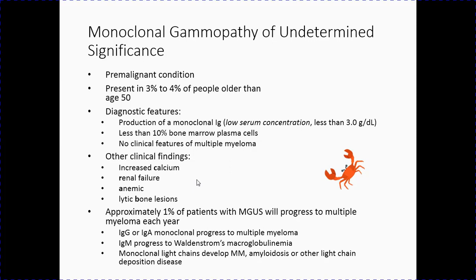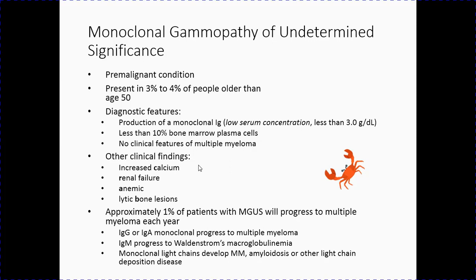distinguishes MGUS from other plasma cell dyscrasias. This isn't going to be confused with multiple myeloma. The clinical features are not the same. What other findings do we see though?